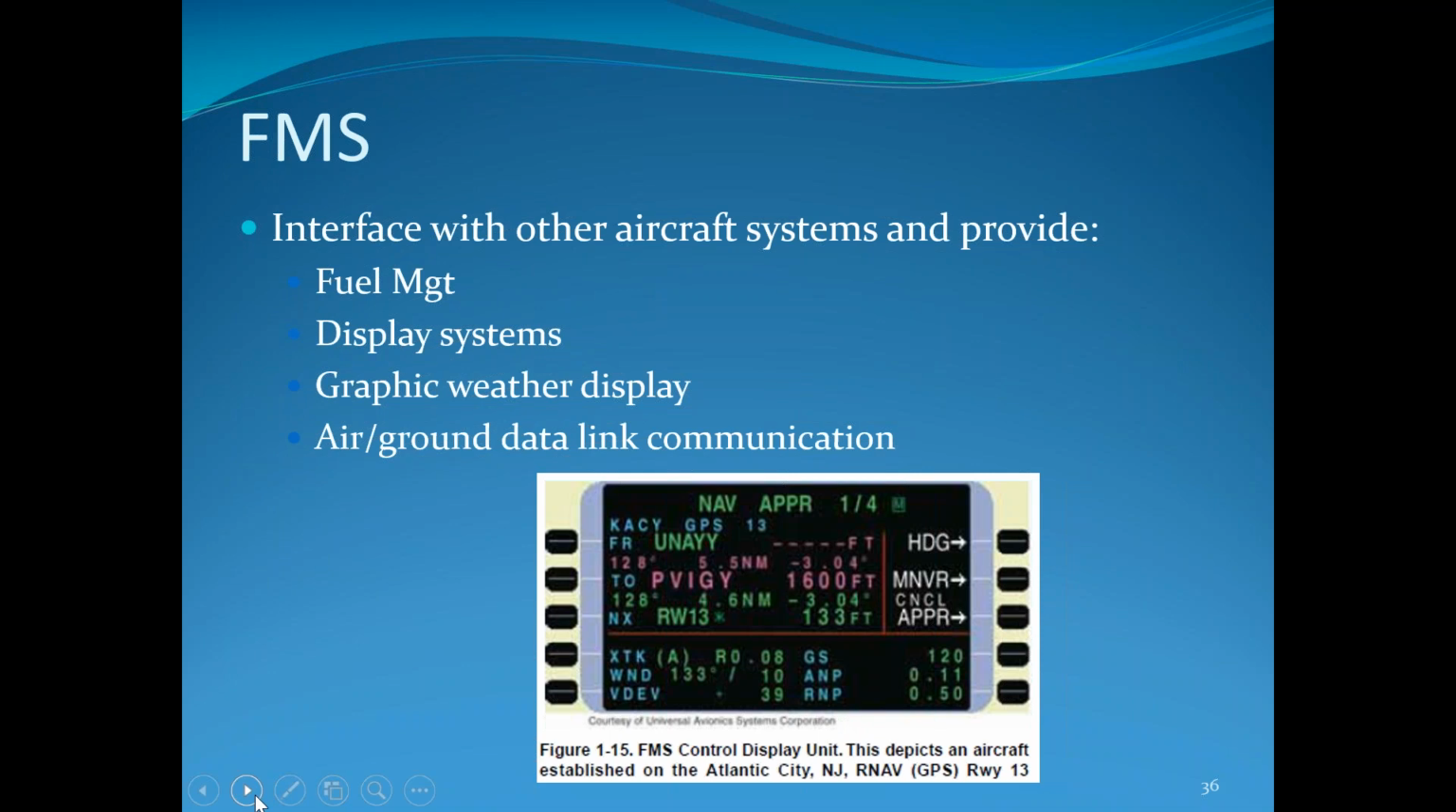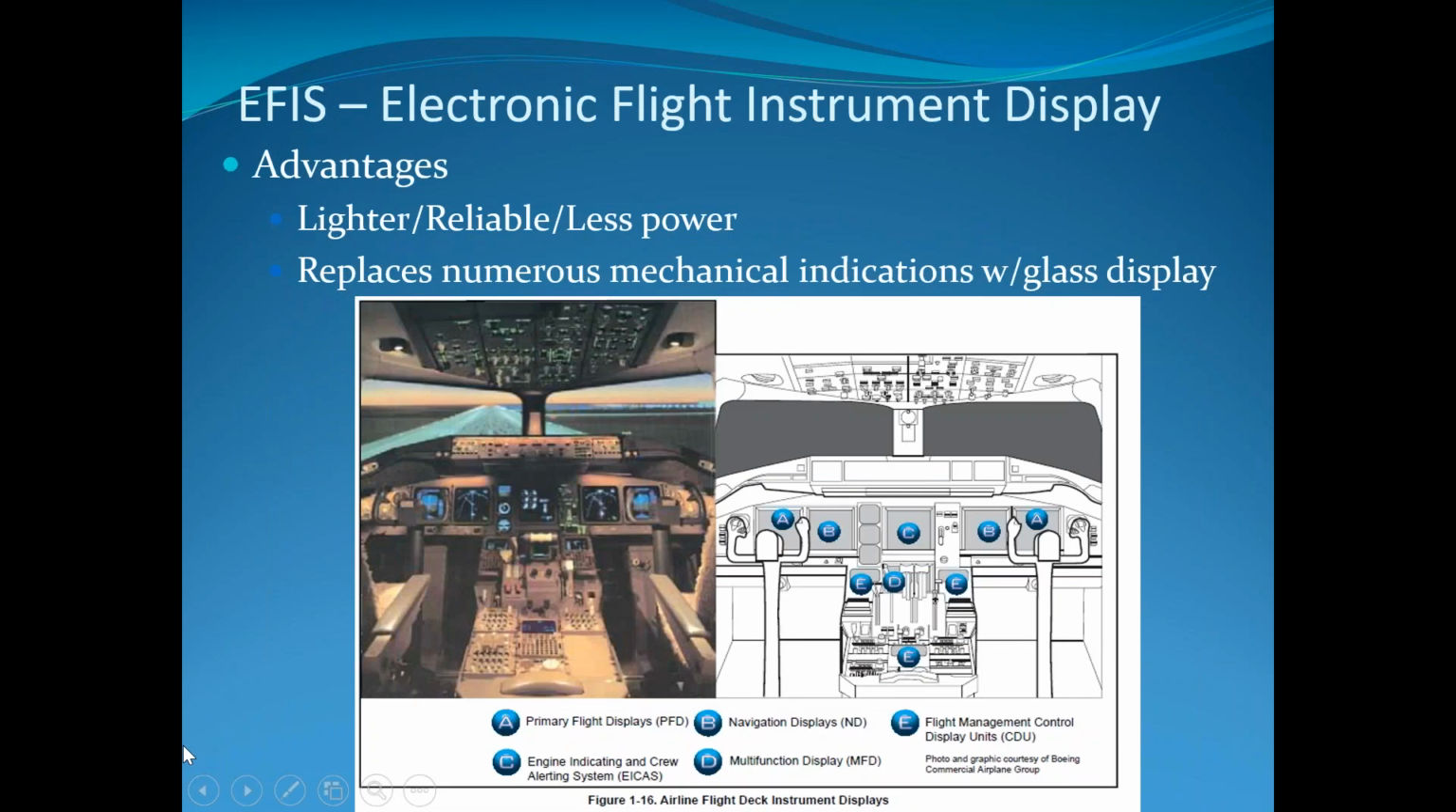But ultimately, the FMS is basically the thing that runs the entire aircraft. The EFIS, which is the Electronic Flight Instrument Display. So you can see here, this is the inside of the airplane. It basically replaces numerous mechanical indications with a glass display. So this is your primary glass cockpit type technology.